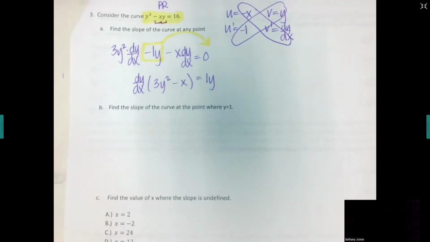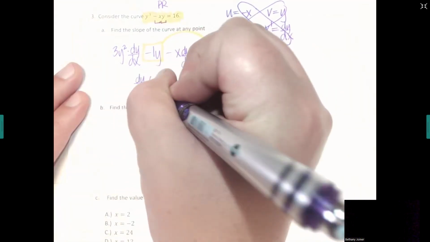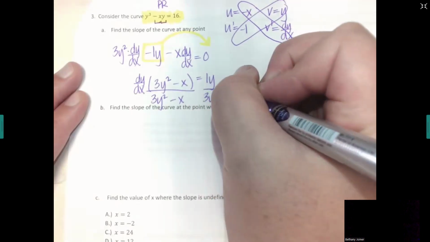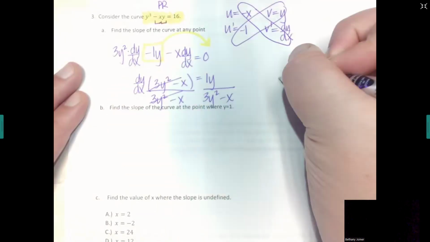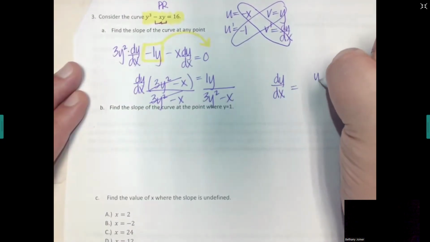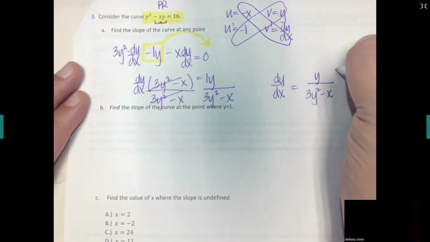Okay, then from there, what do we do with that parentheses? Divide it to the bottom. Very good. So your final answer for part A is going to be that fraction. I'm going to rewrite it over here to the side nice and neat. So it'd be 1y over 3y squared minus x.